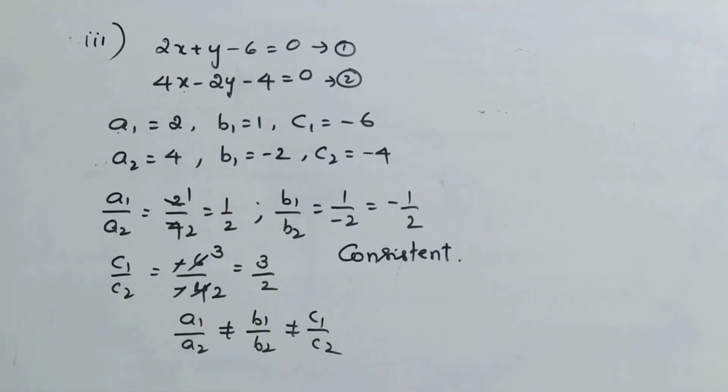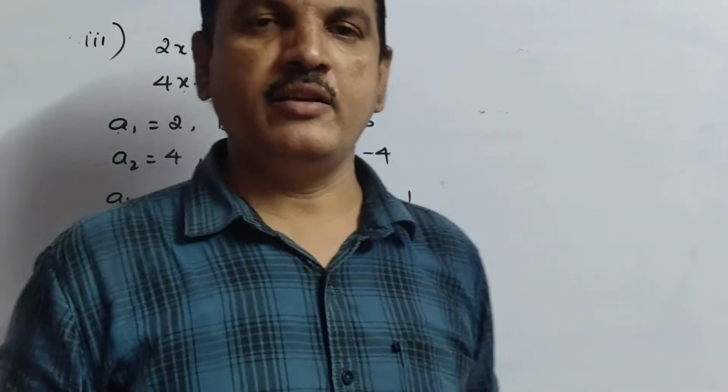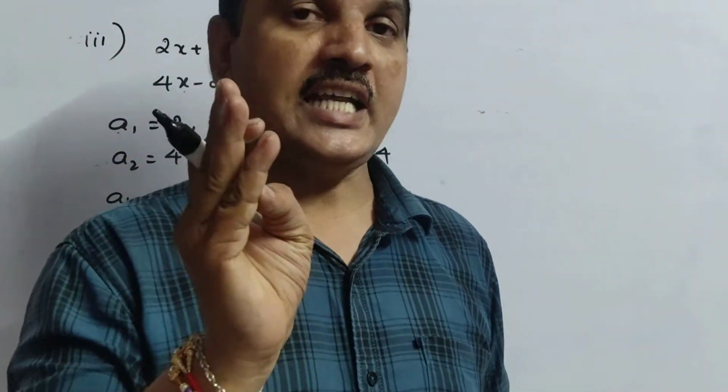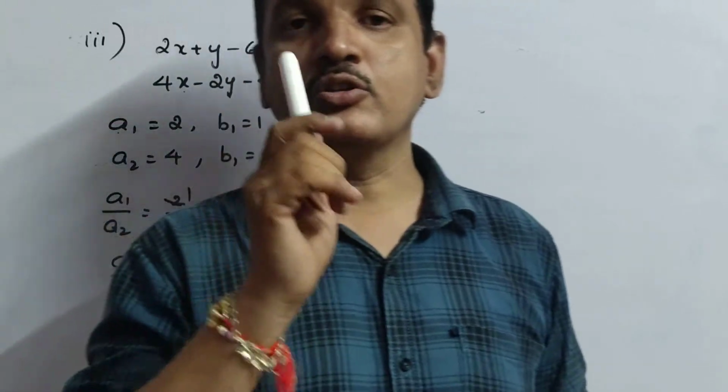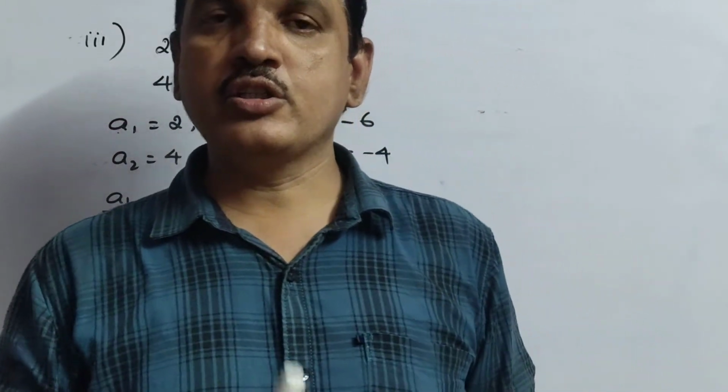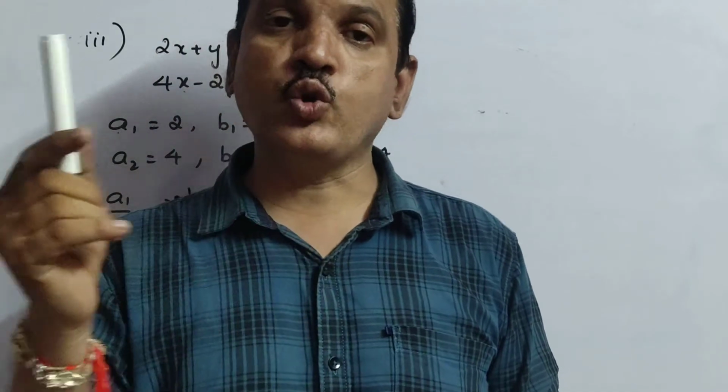If consistent, what he asked in the question, you know that? Find the solution graphically. Find the solution, x value, y value, find out clearly. But then you may get doubt. Sir, why did you not find the solution for the first question? Because first question is coincident.